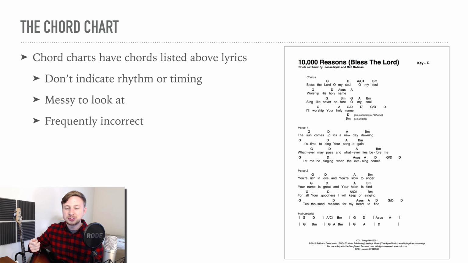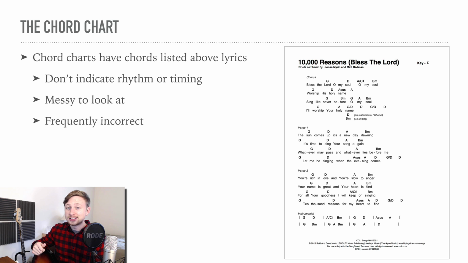These are real common online. If you're like a church musician, you've probably seen these a lot, maybe every week. So chord charts are what you see here on the right side of the screen. They are just the lyrics, and they've kind of got chords listed above them. They are not the best. They don't indicate rhythm or timing, meaning you can see the chords listed there, but they're just chords on top of lyrics. They don't tell you exactly when you're supposed to be playing those chords.